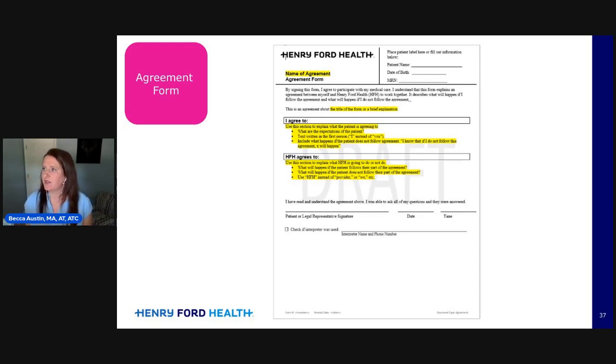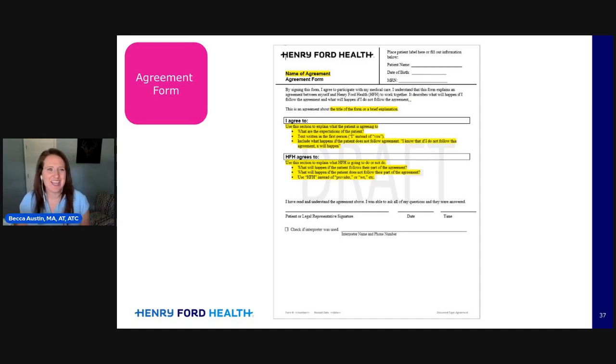I understand that this form explains an agreement between myself and Henry Ford Health to work together. It describes what will happen if I follow the agreement and what will happen if I do not follow the agreement. And then it says this is an agreement about, and that's either a place that we can just reinsert the title, or we can give just a really brief explanation of the details that are to come. So this is an agreement about how I will use a home sleep study device, for example.